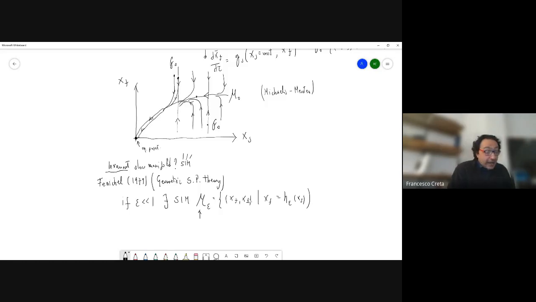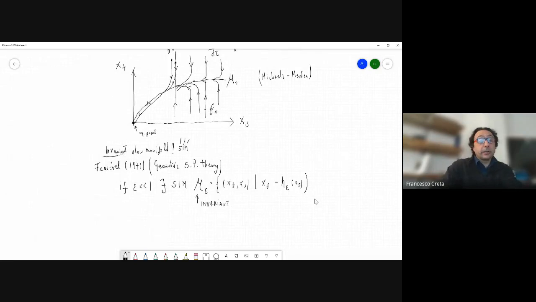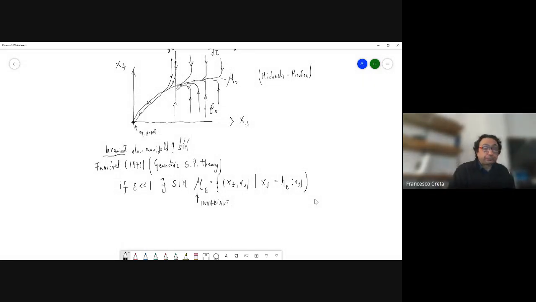And this is actually invariant, okay? So the theorem actually states that there is a slow manifold, it exists, and this is the most important part, M epsilon is a so-called regular perturbation of M0. Okay?